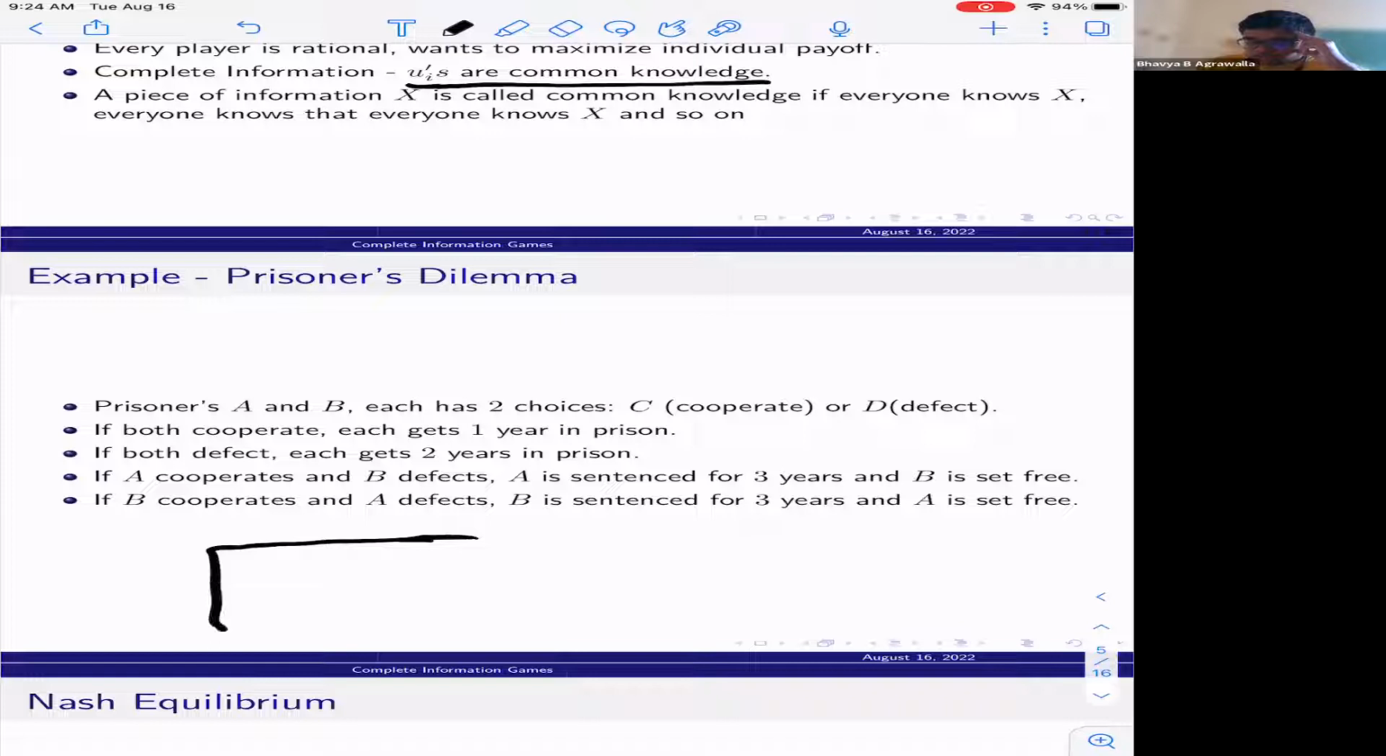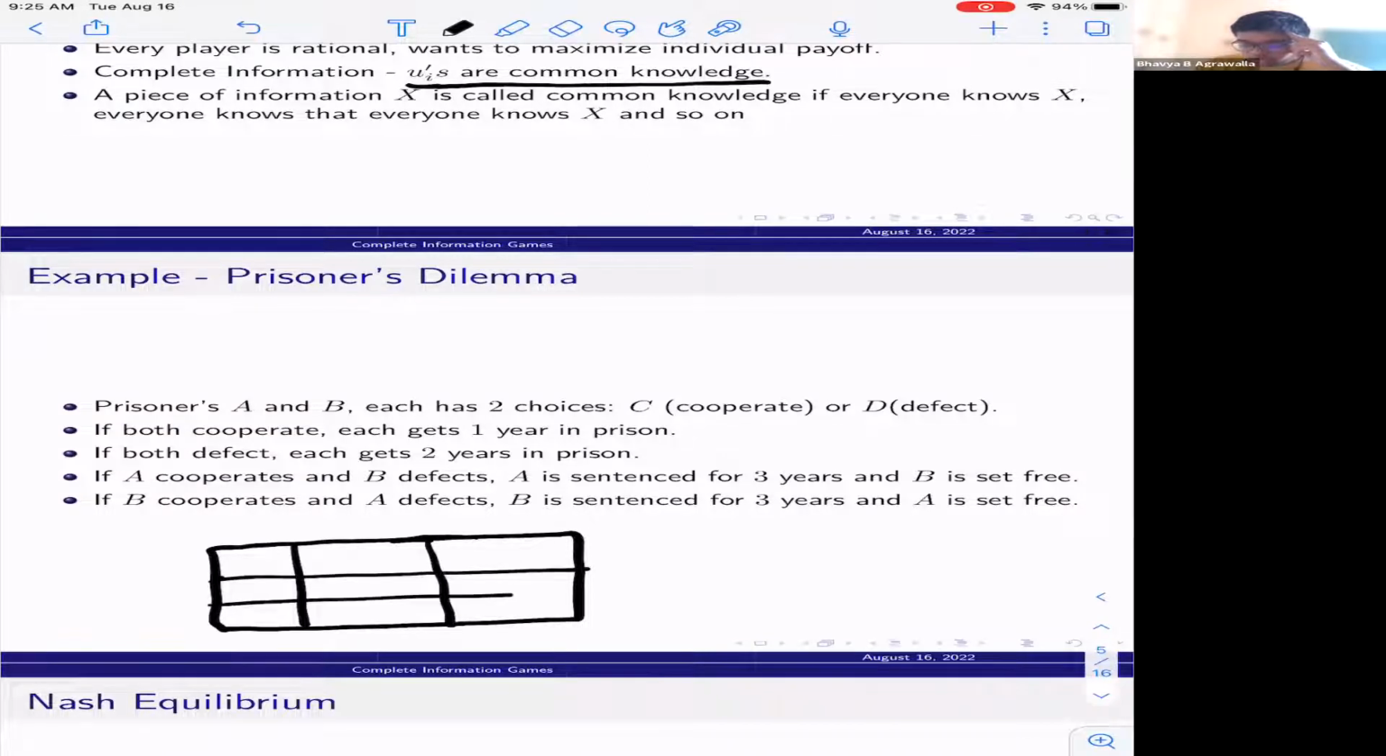So we usually represent simple games by payoff matrices. Let me draw the one for this game here. Let's say we represent A's choices by rows and B's choices by columns. If both of them cooperate, so both decide that we won't expose the other guy, then each of them gets only 1 year in prison. In all of these tuples that I will write in these four spaces, the left number represents A's payoff and the right number represents B's payoff.